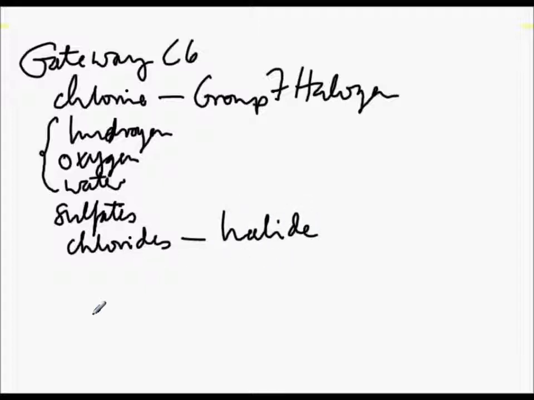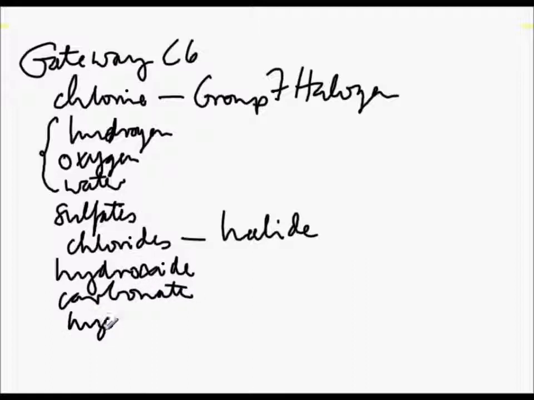And then there are sodium hydroxide and sodium chloride, obviously, so I'm going to talk about hydroxide ions as well. And I'm going to talk about carbonate and hydrogen carbonate. So we've got carbonate ions and hydrogen carbonate ions.